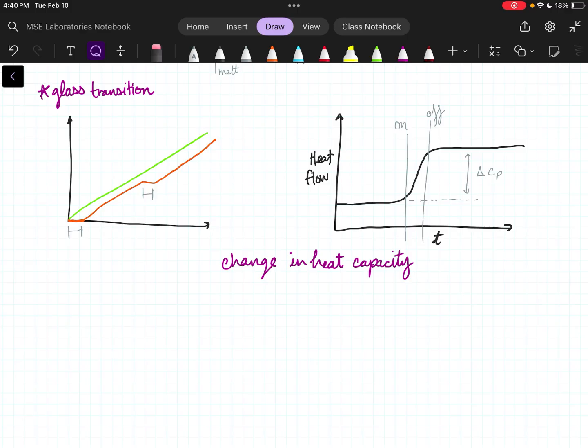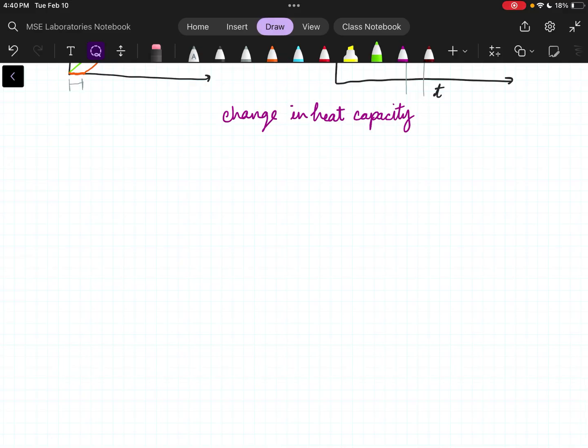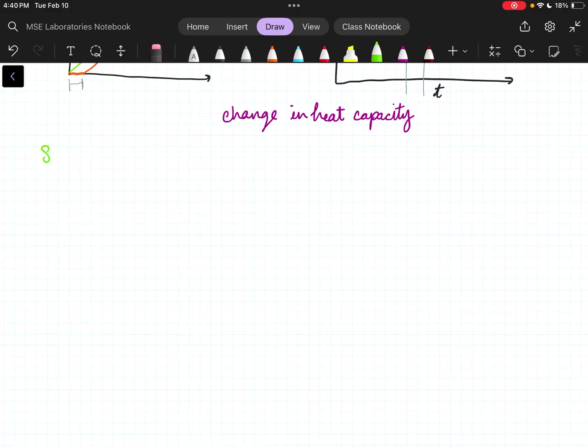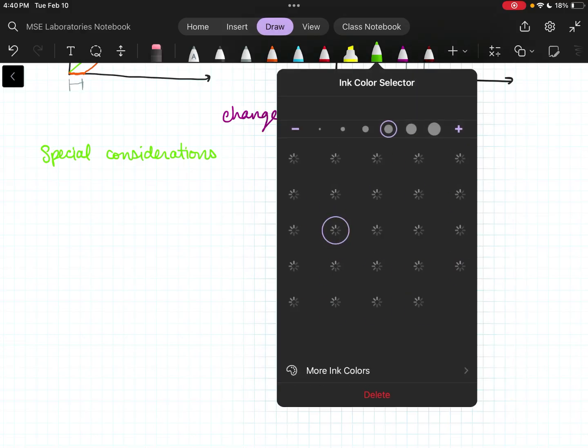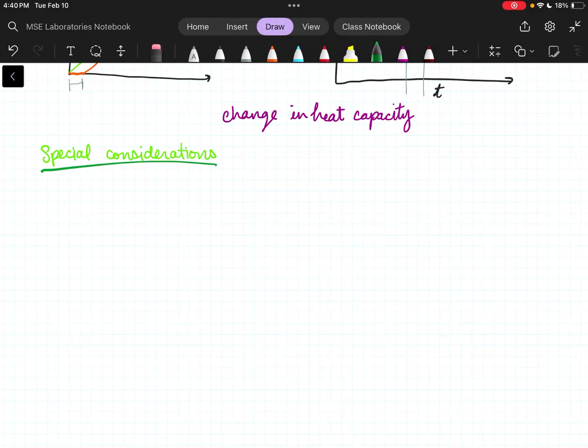All right, last couple things to talk about here. Let's talk about some special considerations when we're setting up a test. And I don't think I've used green yet, not for a section anyway. So, that is very green. That's better contrast. Okay, so let's talk about heating rate.